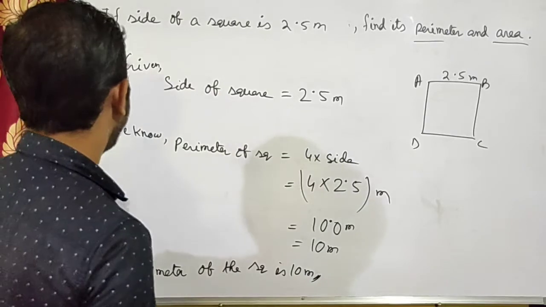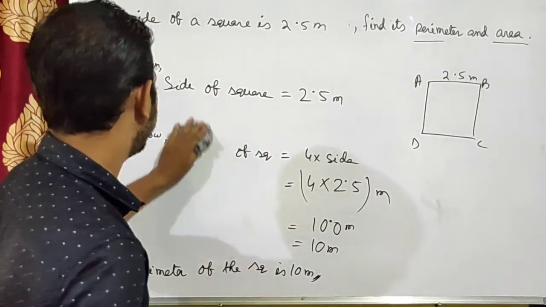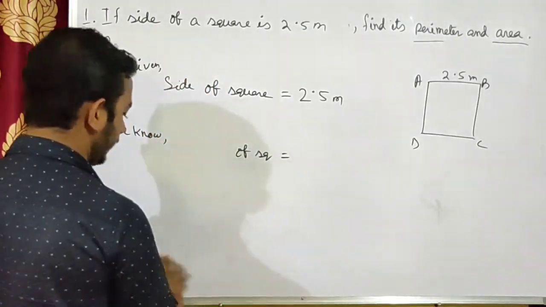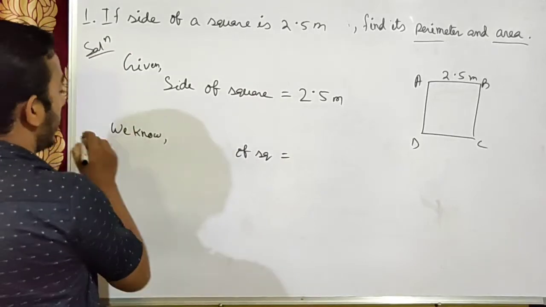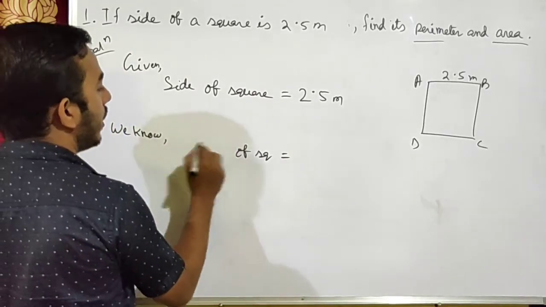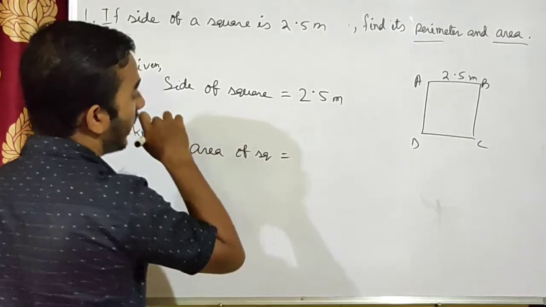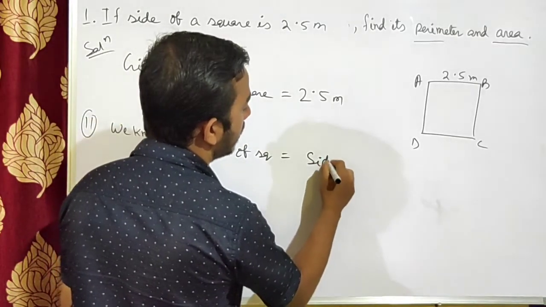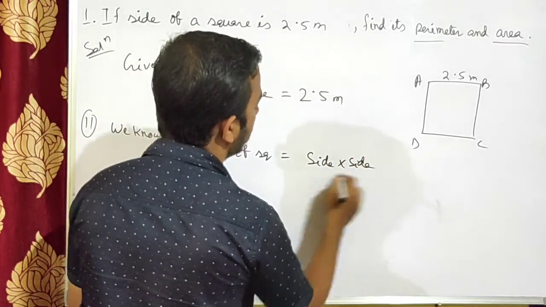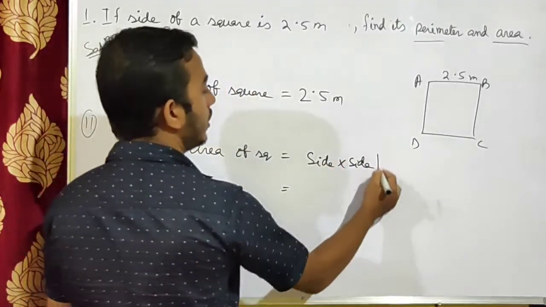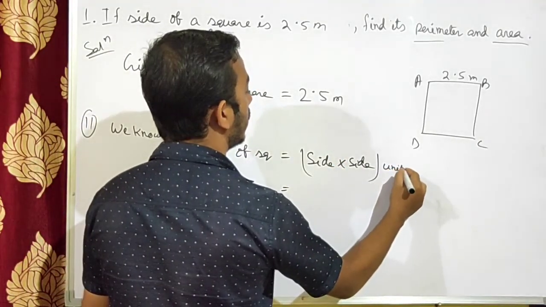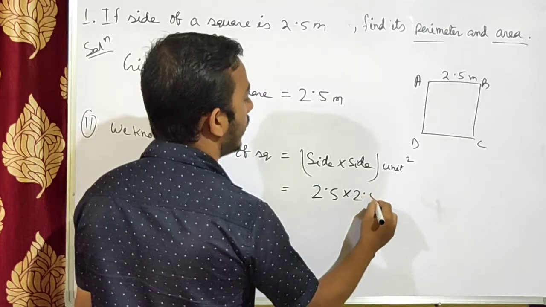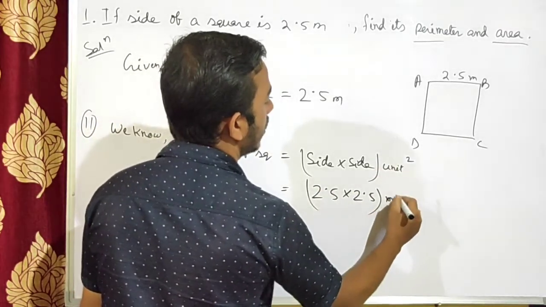Okay, so here we will write number 2. Look, now we are going to number 2. Okay, we know area of square. Area of square is what? Just a few minutes ago I have discussed, it is side into side, isn't it? Side into side. Unit is unit square. Now here the value of side is what? 2.5. 2.5 into 2.5. Unit is what? Meter. It will be meter square.